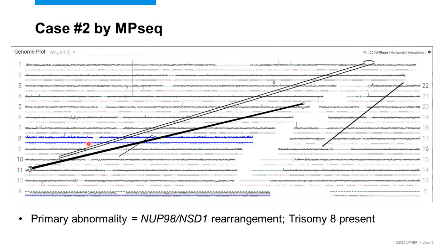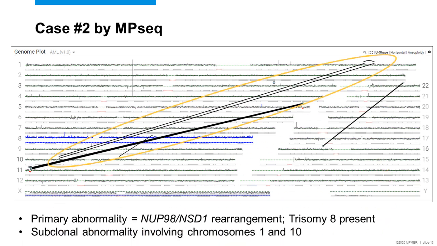On this genome plot, we can clearly see the trisomy 8 and the NSD1 NUP98 translocation. And it's not surprising we didn't see this by chromosome because the translocated pieces of chromosomes 5 and 11 are so small that this translocation is cryptic to chromosomes. What we're really interested in is this subclonal rearrangement involving chromosomes 1 and 10.